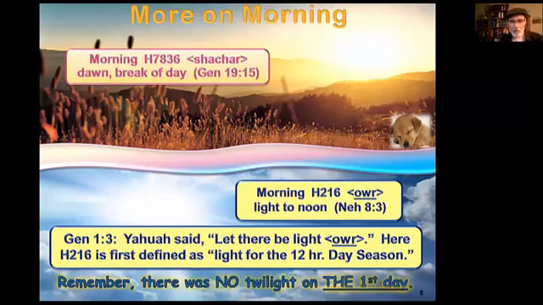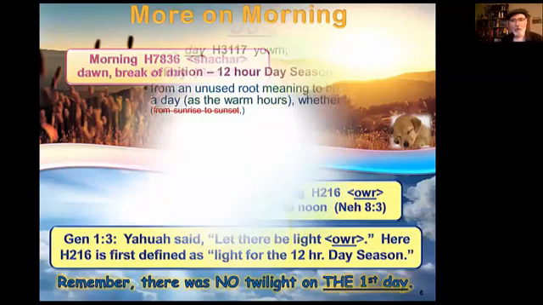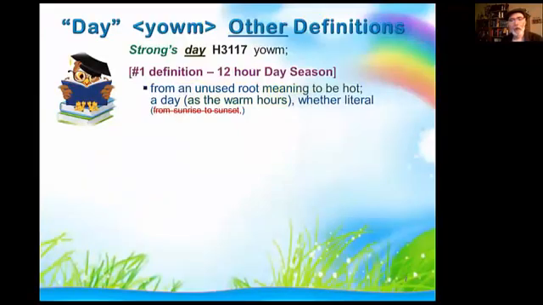And we need to remember that there was no twilight on the first day of creation. When Yahuwah spoke, he said, "Let there be light." He did not start the first day with a twilight. Twilights happen ever after that. And the first twilight was the evening twilight on day 1. So that's just a little bit of review for morning and night. And we will now continue with day definitions.